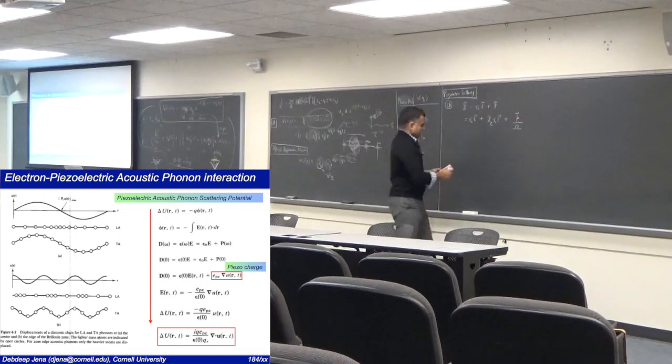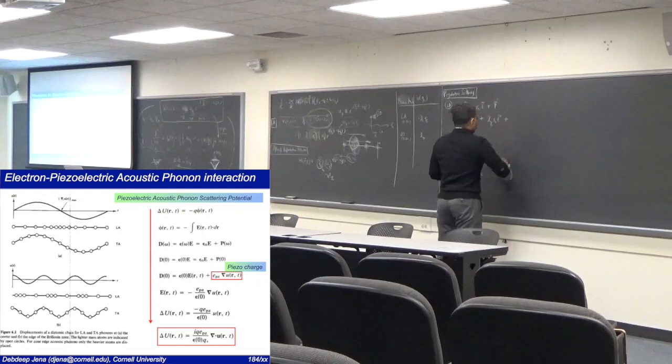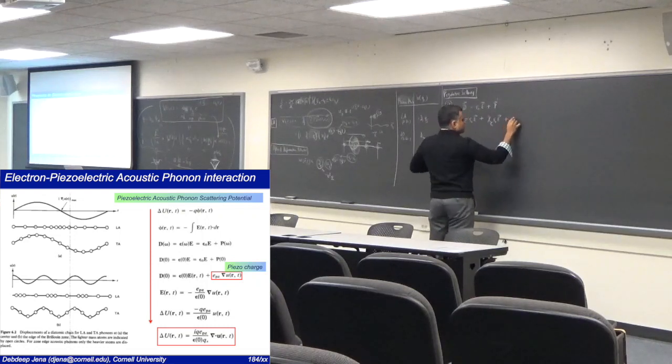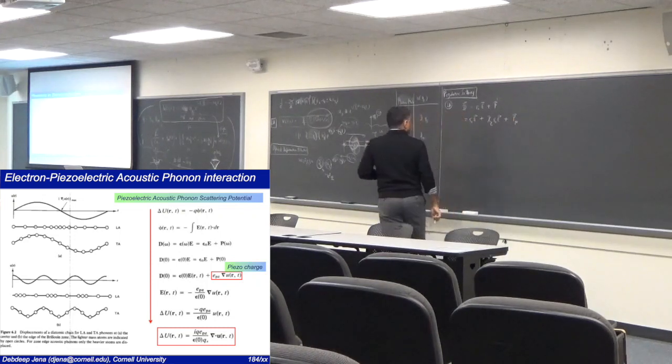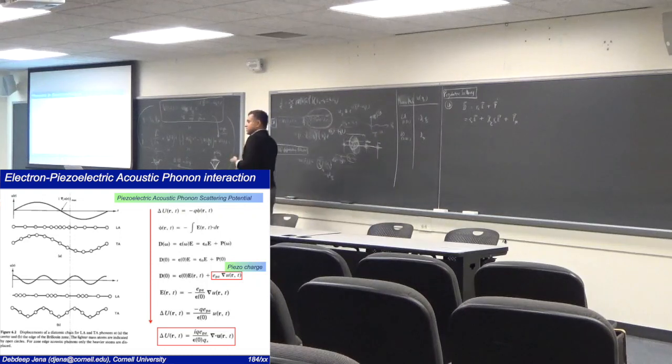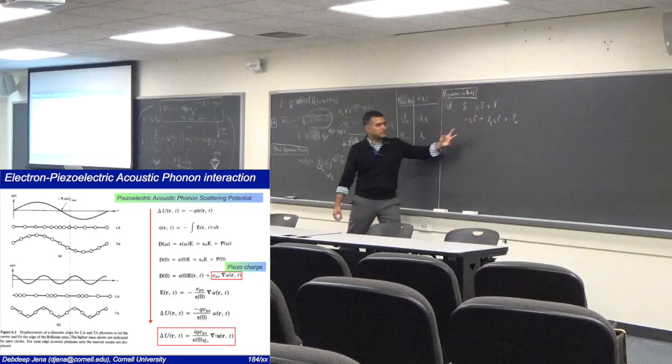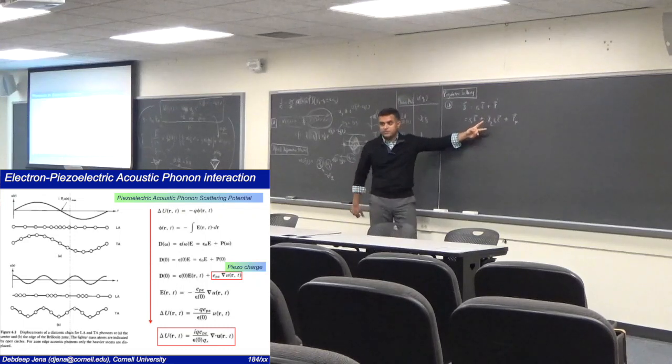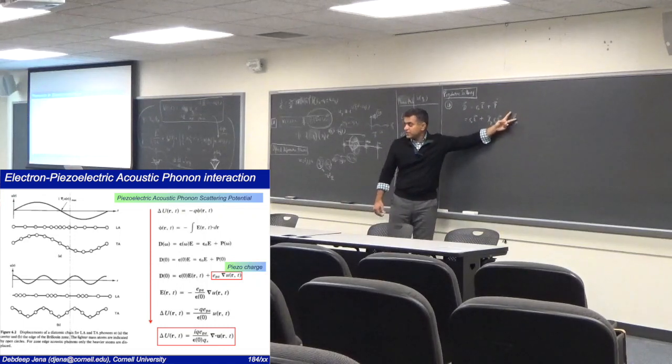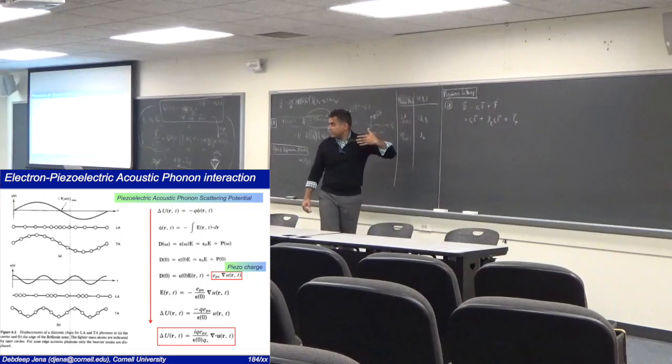Actually, let me not write it like that. Let's just write it as any extra polarization, and let's call it piezo for now. Not all materials are piezoelectric, but all materials like silicon or germanium will still have atoms, and they'll still have this. But not all of them will have this. This will be there for polar crystals.